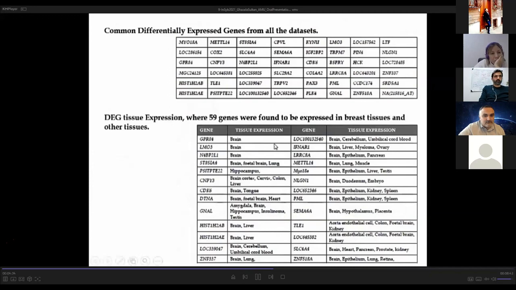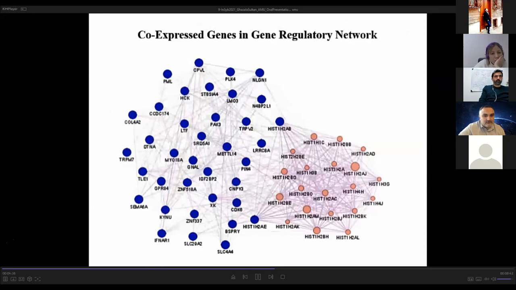The common genes that we identified went through network analysis, and we found that the genes are majorly interacting with each other. Most of the genes, as you can see, the network is like this.